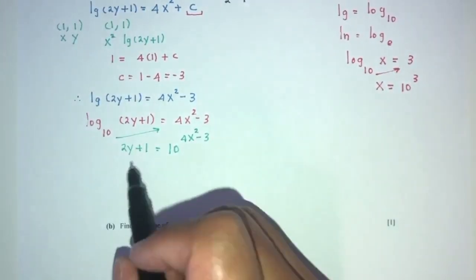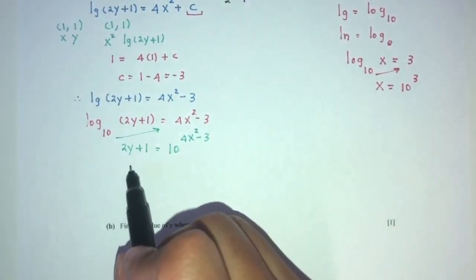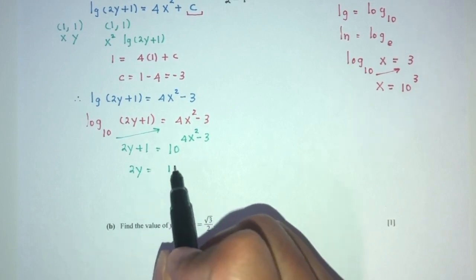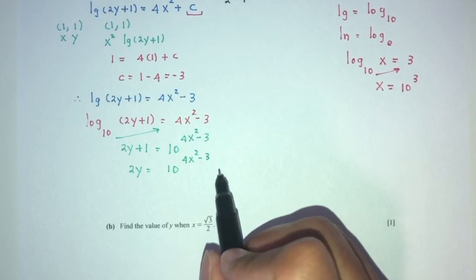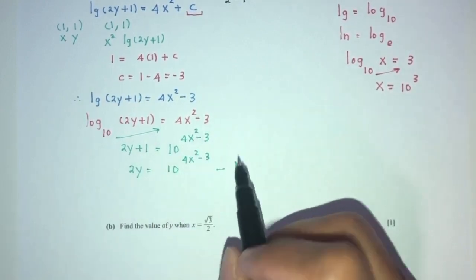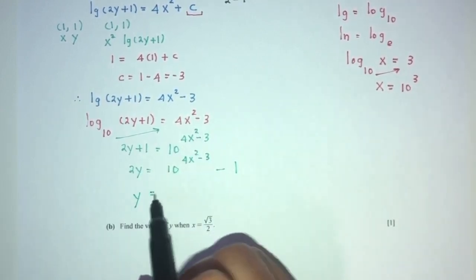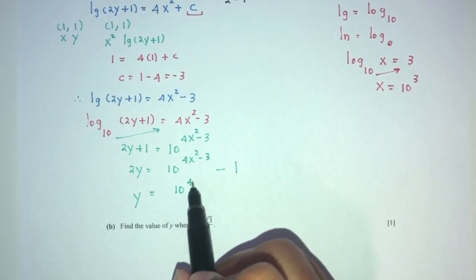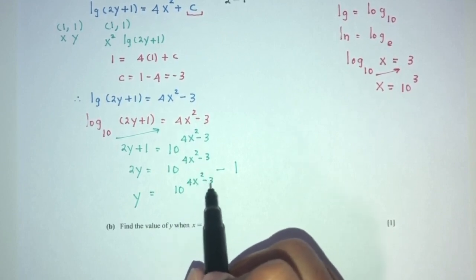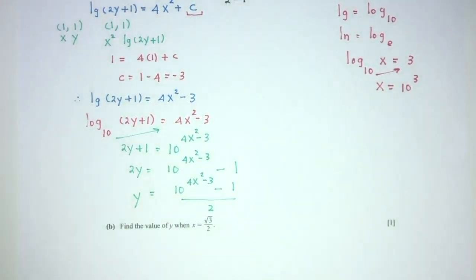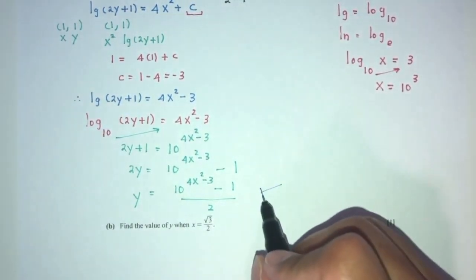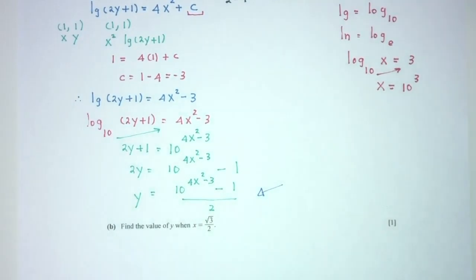Now step by step, make y become subject. So 2y is equal to 10 power 4x squared minus 3. Send this over here, become minus 1. And finally, y has to be the whole thing minus 1 divided by 2. So this is your answer for your question, expressing y in terms of x. Okay, so that is part A of your question.